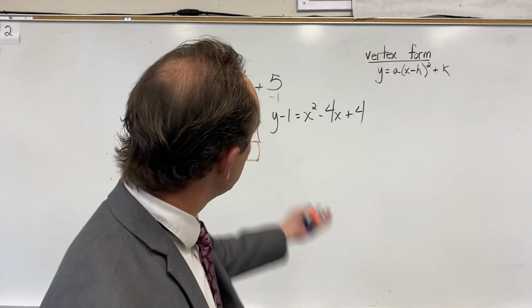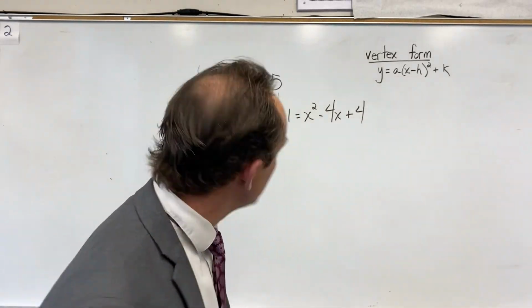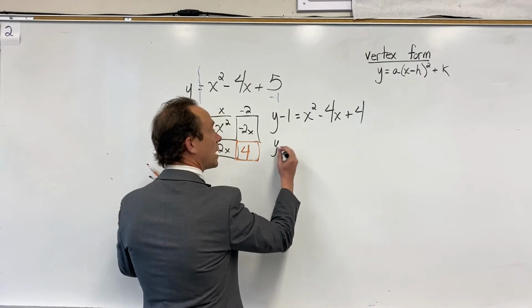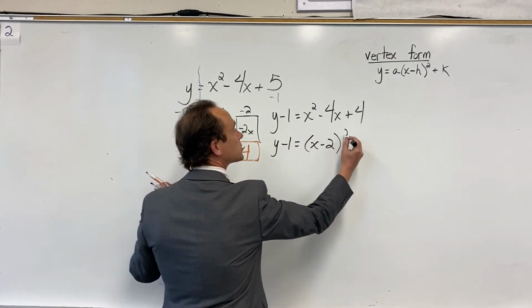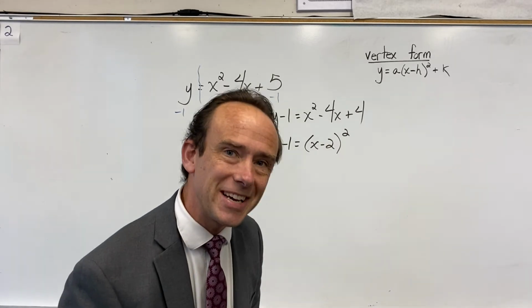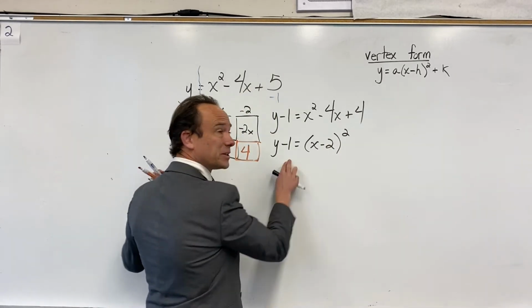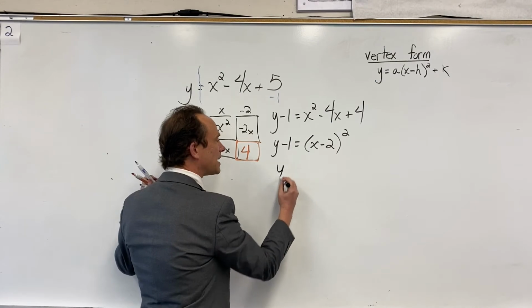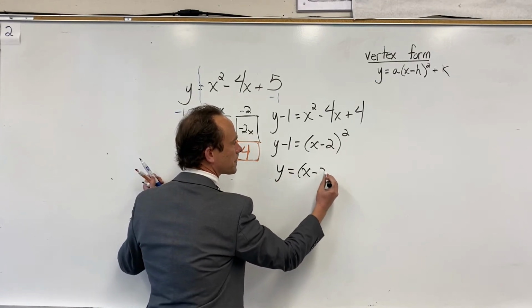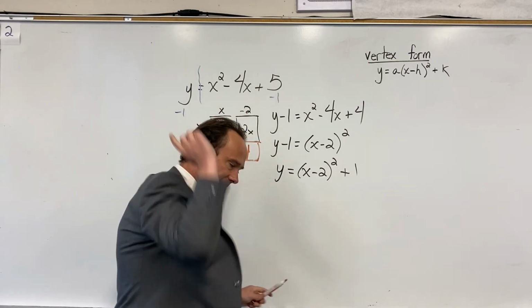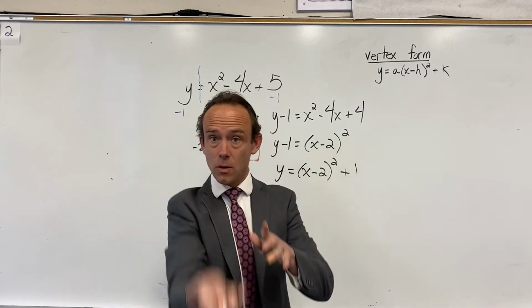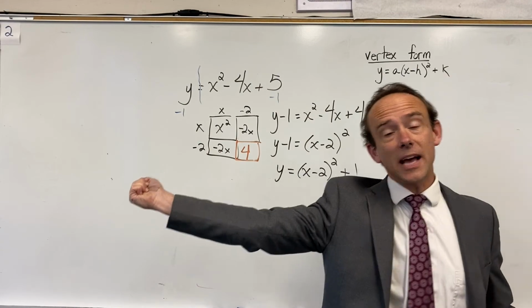Brilliant. Look at how beautiful that looks now. Because what am I going to do? I'm going to say, oh, I know what that is. That means we are at y minus 2 squared. Gorgeous. Let's add 1 to both sides so we get y by itself. And that, my friends, is how you do that.